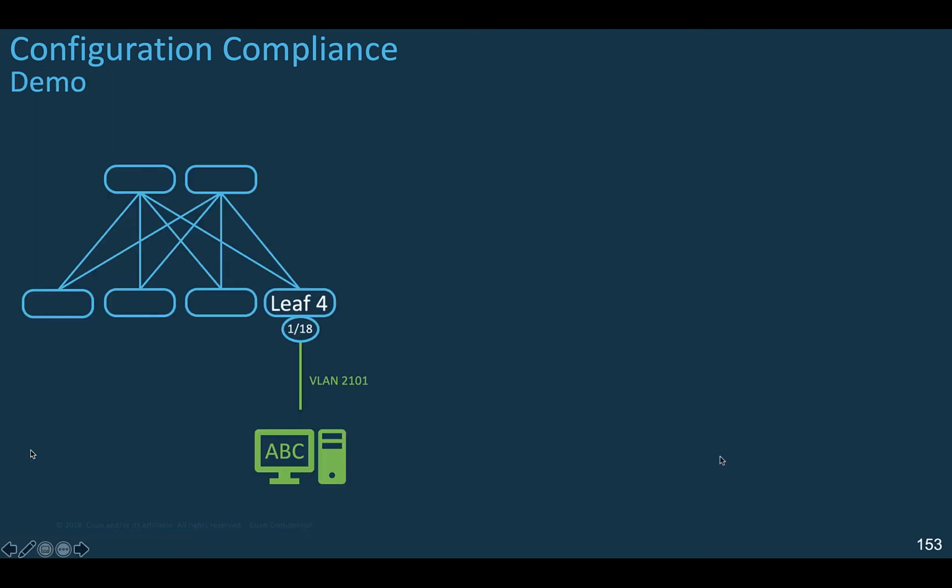Let's see a demo with the config compliance to better capture step-by-step the impact and how DCNM helps to detect and remediate immediately against any configuration change that comes directly from the device management. An application is hosted by a server connected to LIF4 interface Ethernet 1/18. All is good. The end user can access the application.